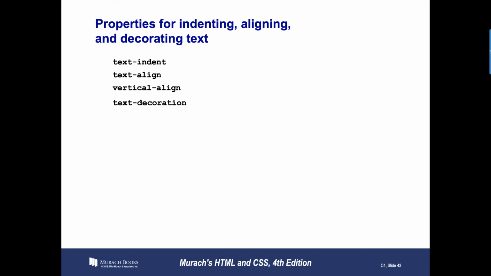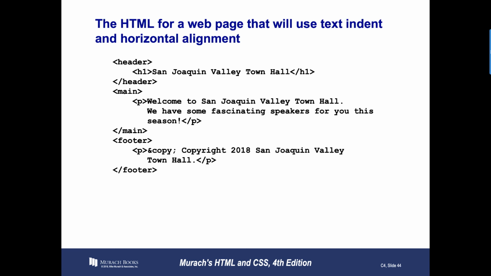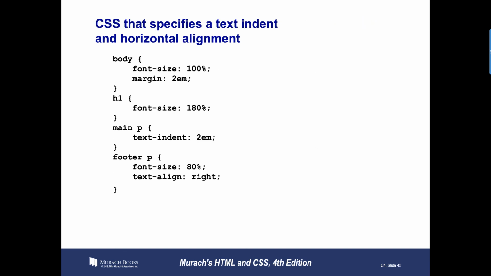Properties for indenting, aligning, and decorating text. Yes, we can decorate text. Text indent, text align. You've done some of the text align in some of the tutorials. Remember, we aligned text right, left, and justify. Do you remember that? Vertical align and text decoration. So text, there's some text, by the way. Here's the CSS. And you can see that the one that says main P, any paragraph that's in the main, indent that 2 M's.